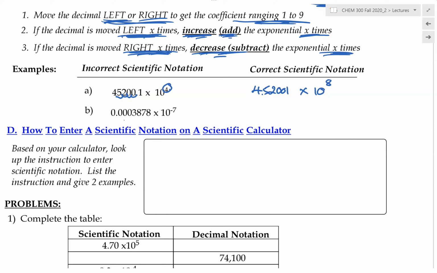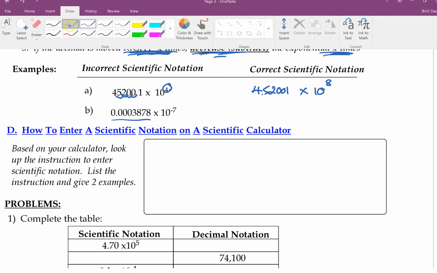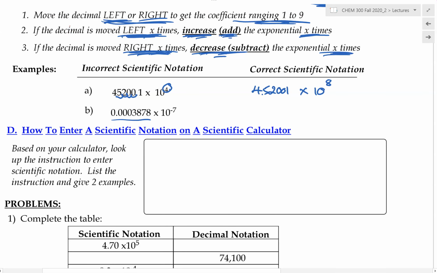And now let's try the second example. In this case, we have 0.003878 times 10 to the negative 7. So it is an incorrect scientific notation because the coefficient part right here is much smaller than 1. And now we know that we have to convert this, to move the decimal to the right to make sure we can get the coefficient to range from 1 to 9. And in this case, we have to move the decimal to the right 1, 2, 3, 4 times.